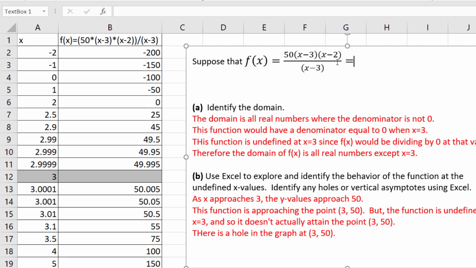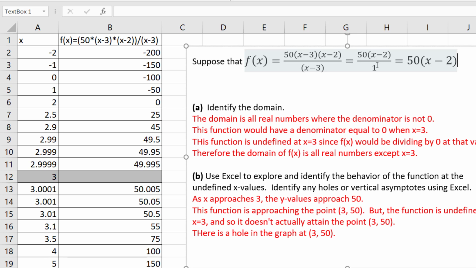We have the equation given to us, but you might have noticed right off the bat that there's a factor of x minus 3 in the numerator and also a factor of x minus 3 in the denominator. So we could actually cancel that x minus 3 factor and write the function as 50 times x minus 2, and there's nothing in the denominator except 1. So really, this is just the function 50 times x minus 2. But we need to qualify that. The function, if you simplify it, still has to equal the same function.